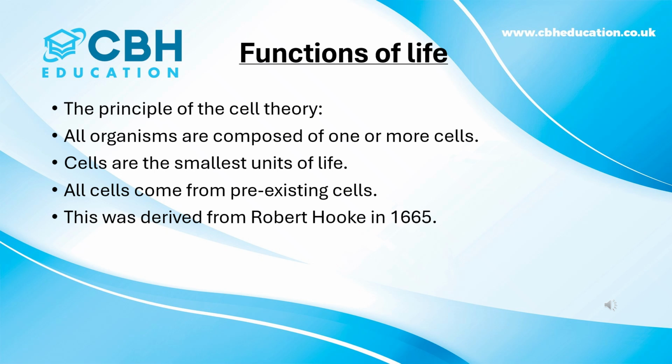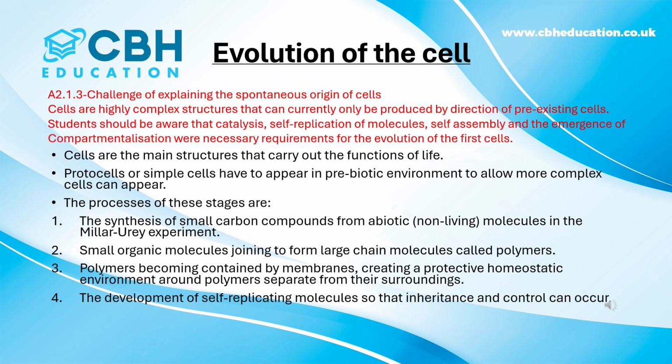Like with everything with the functions of life, you've got the principles of the cell theory, and you will find in various topics that there are principles that we will go over. What this principle is saying is that all organisms are composed of one or more cells. Basic rule. Cells, we know, are the smallest units of life. All cells come from pre-existing cells, and the famous scientist who discovered cells was Robert Hooke in 1665.